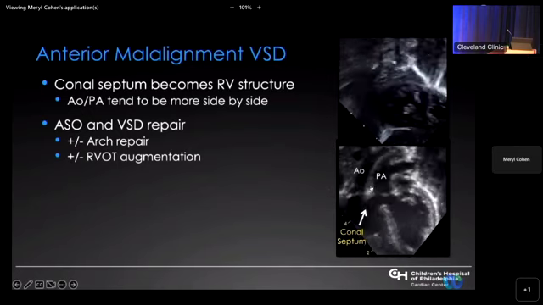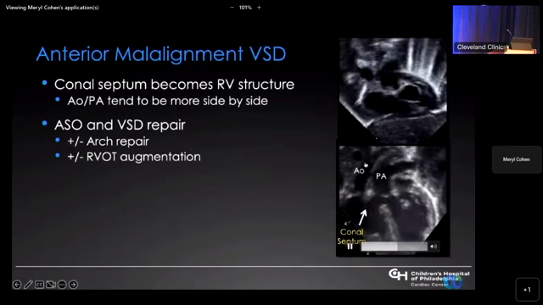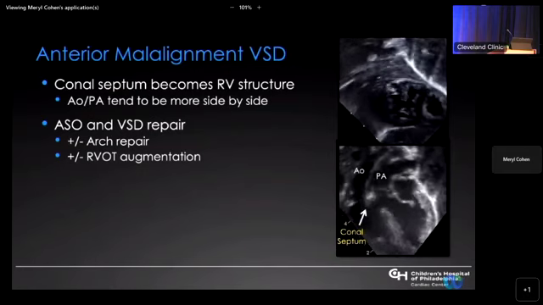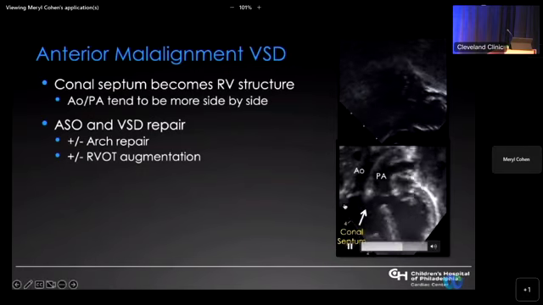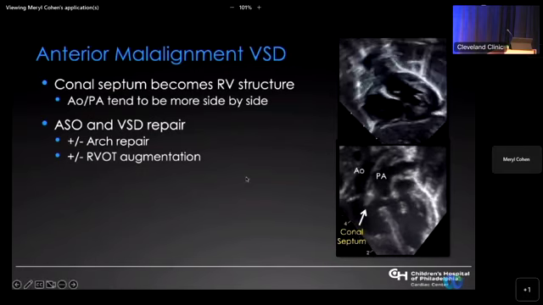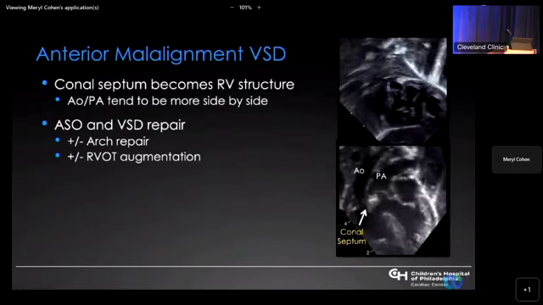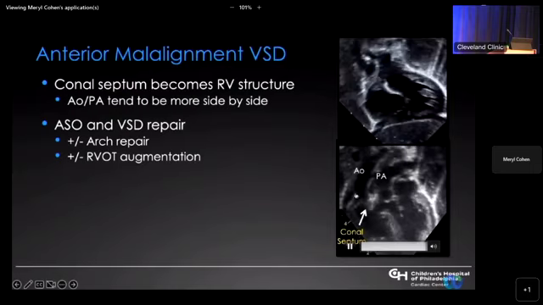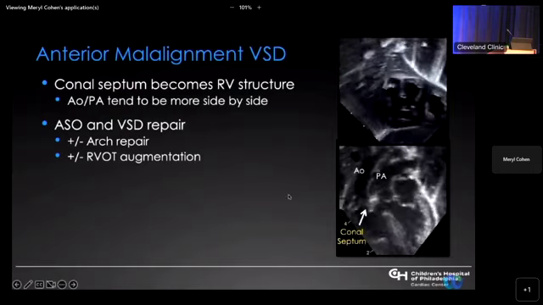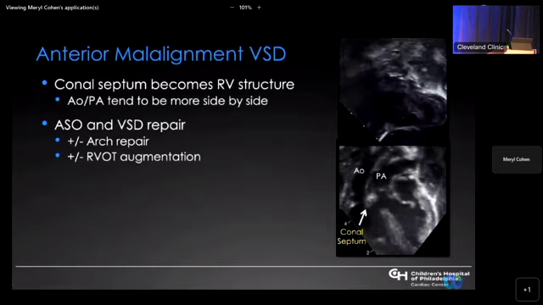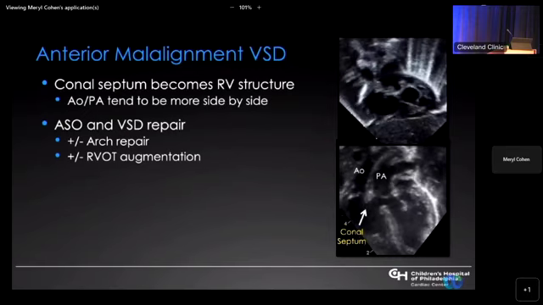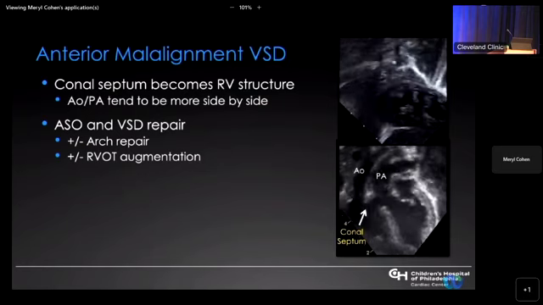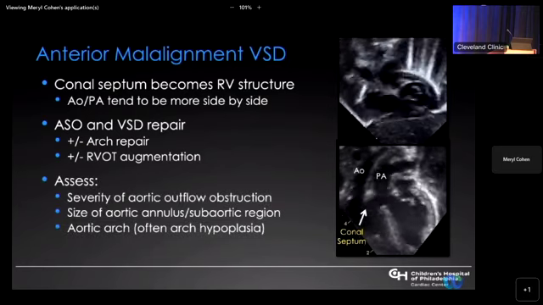And then typically the aorta is small in this situation because of the malaligned conal septum and the maldivision of the truncus arteriosus. And so you can have arch hypoplasia, and so the arch may need to be augmented. And in some cases, particularly if there's significant subaortic conus, that area can be quite narrowed and might require RVOT augmentation, as we typically see when you have normally related great arteries and tetralogy of Fallot.